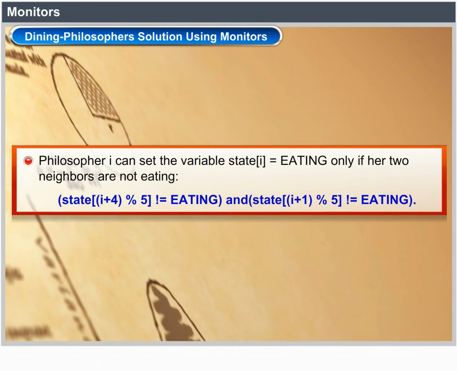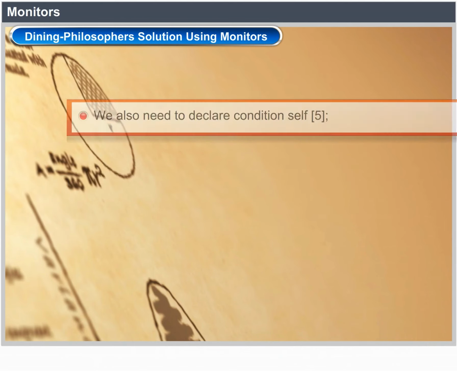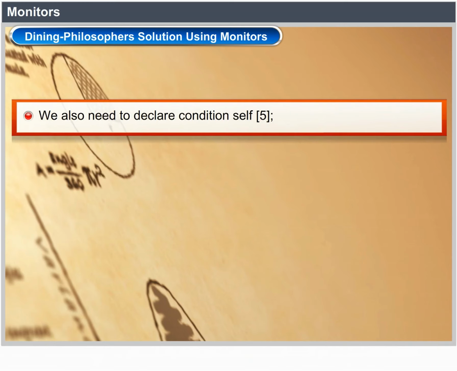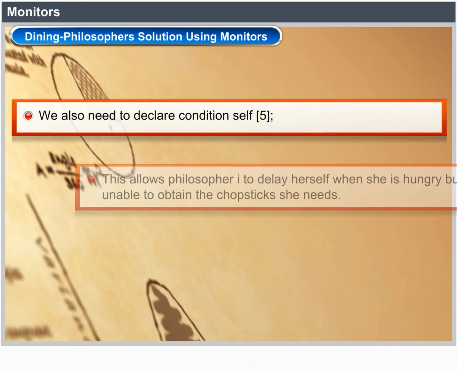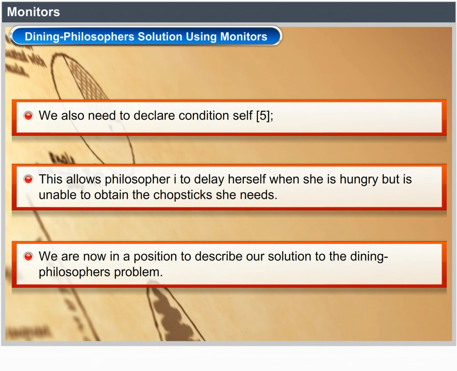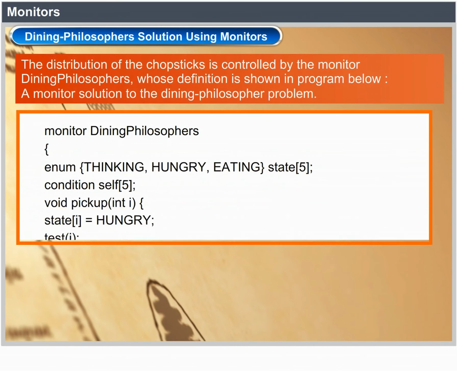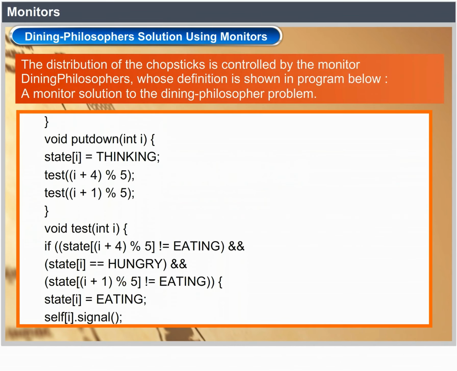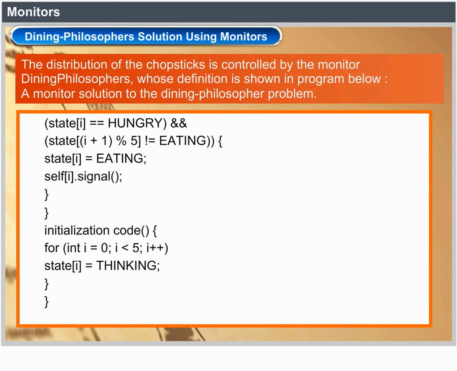We also need to declare condition self[5]. This allows philosopher i to delay herself when she is hungry but is unable to obtain the chopsticks she needs. We are now in a position to describe our solution to the Dining Philosophers problem. The distribution of the chopsticks is controlled by the monitor DiningPhilosophers, whose definition is shown in the program below. A monitor solution to the Dining Philosophers problem.